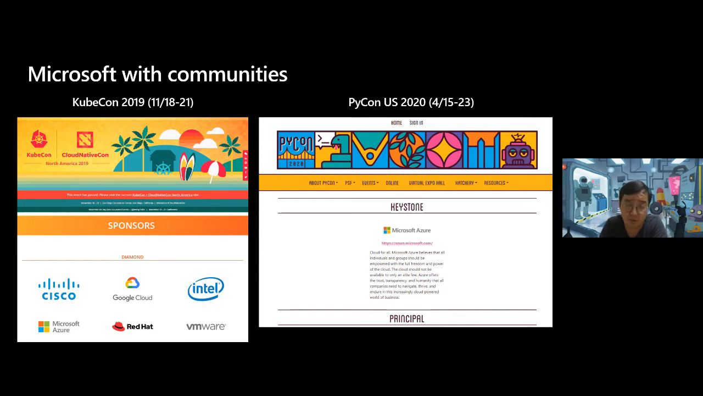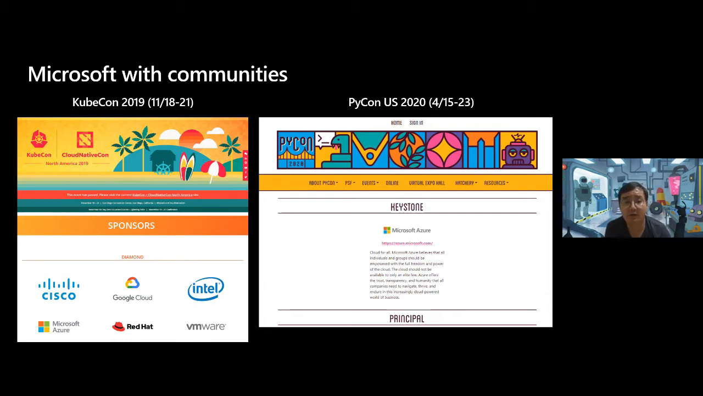PyCon US organizers shared on Twitter and many social media that they were struggling with financial problems because they canceled the offline event, and they really required sponsorship. So Microsoft decided to sponsor as keynote sponsor. Microsoft really would like to collaborate with many developer communities. I'm really happy as one of the employees at Microsoft, who sees that Microsoft is truly working with developer communities.